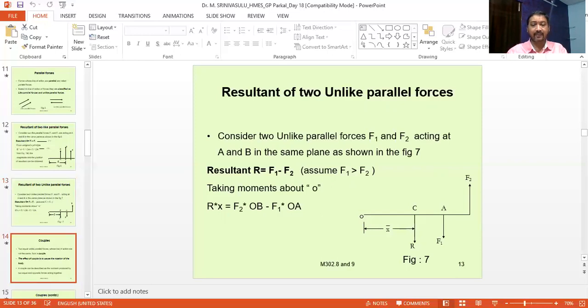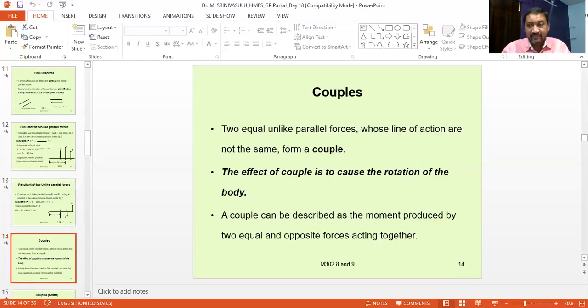Now coming to the couples. Generally it is called a couple. Couple means a couple of forces. We know very well that a couple means two. A couple of forces means two forces. These two forces have a greater significance in the field of engineering application. That's why we got a special term, that is couple. Couple means a couple of forces.